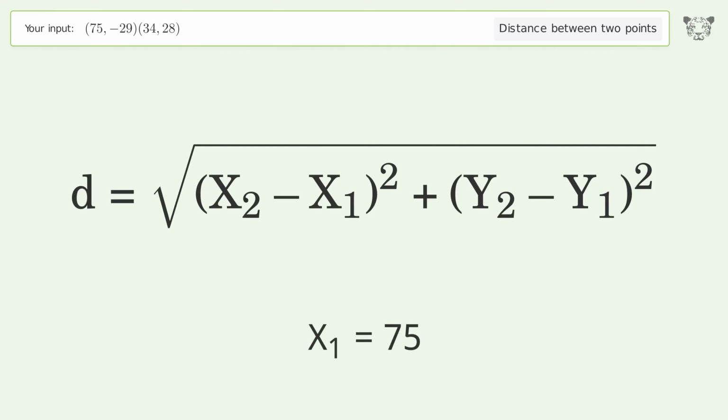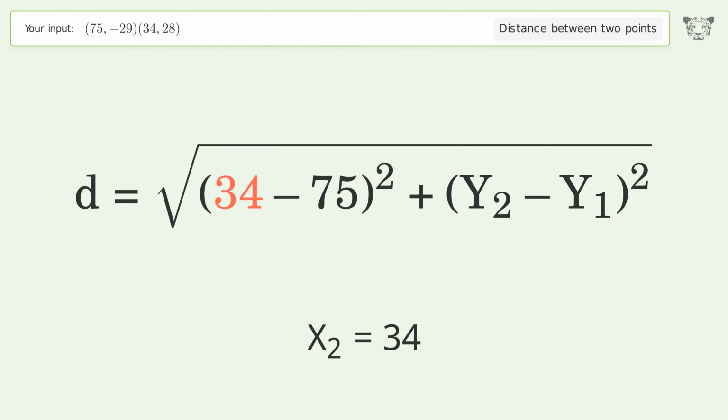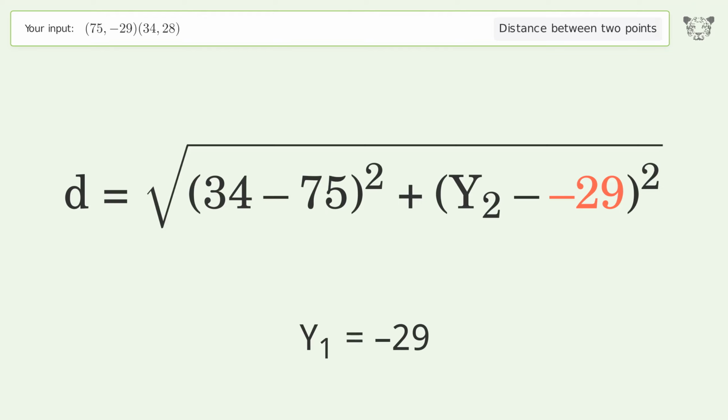x1 equals 75. x2 equals 34. y1 equals -29. y2 equals 28.